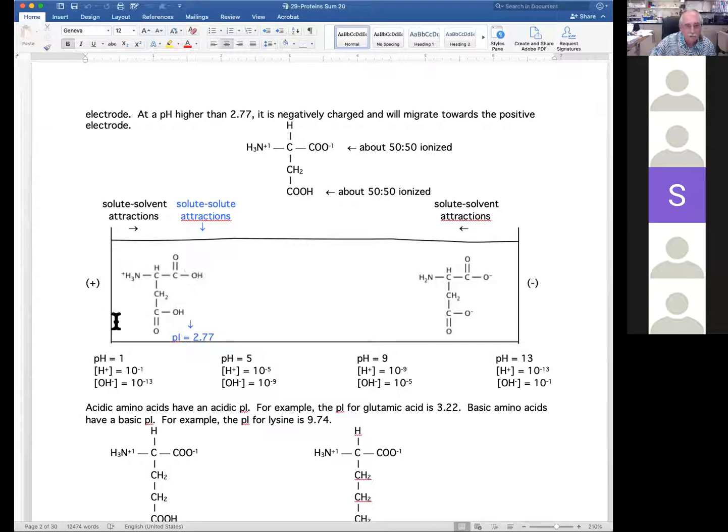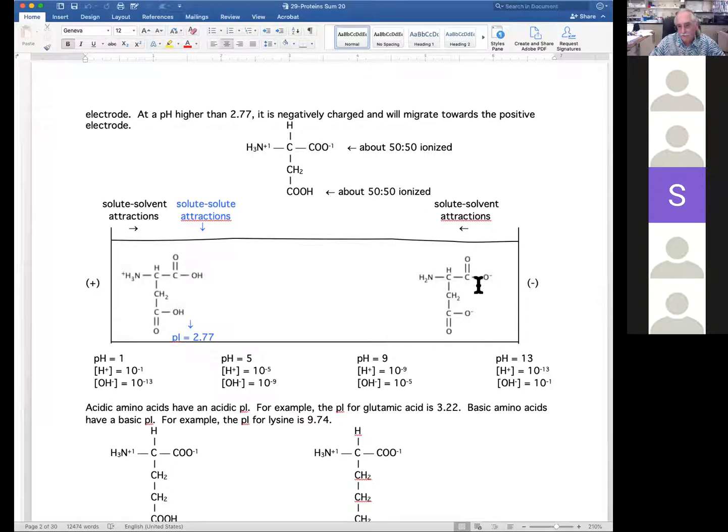If I plop it in right here, where there's a very, very low pH, there's a lot of hydrogen ions around, I'm going to protonate everything that can be protonated, including the two carboxylic acids. So now, at this pH, there's a net charge of +1. It's going to be repelled by that electrode, attracted to that electrode. It's going to migrate in the electrical field. It's going to electrophorese through this material until it gets to the pI.